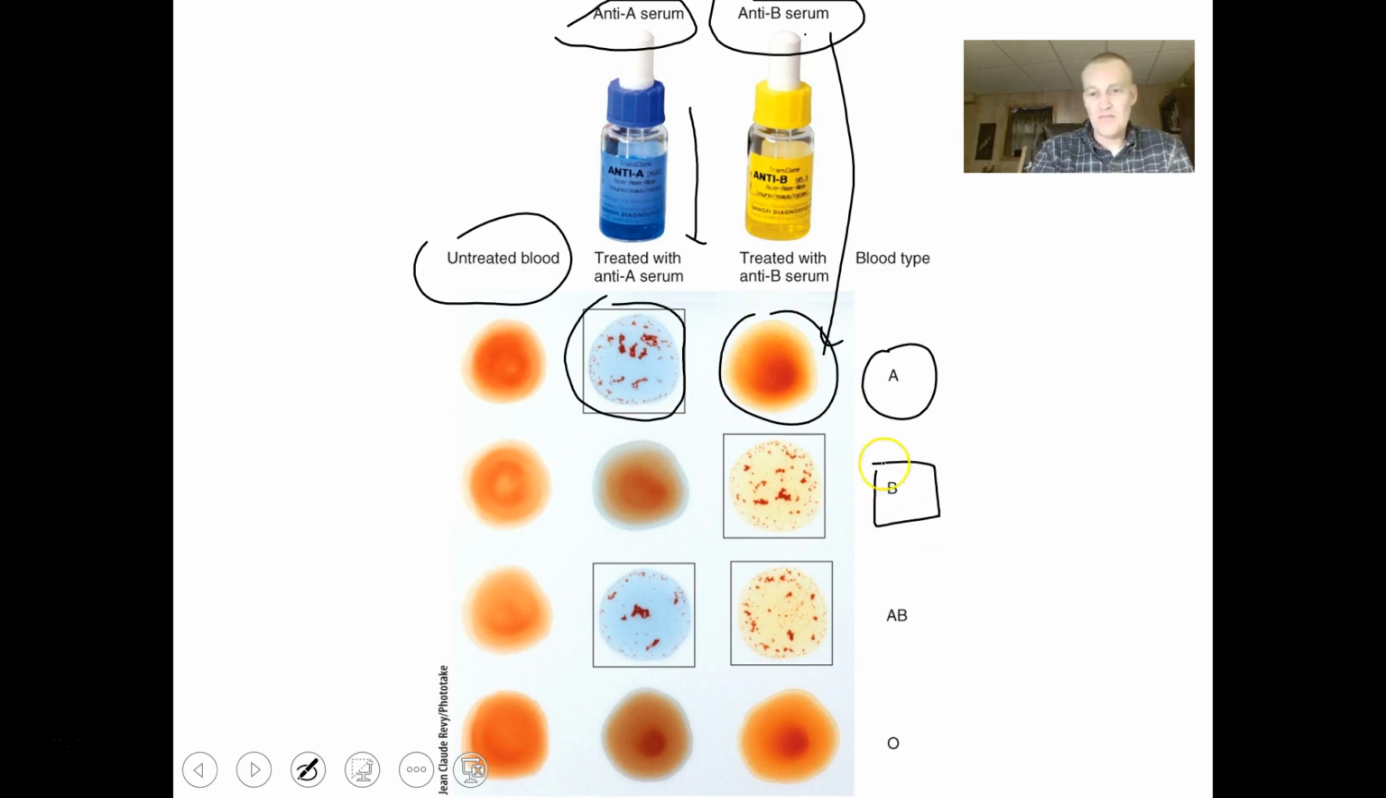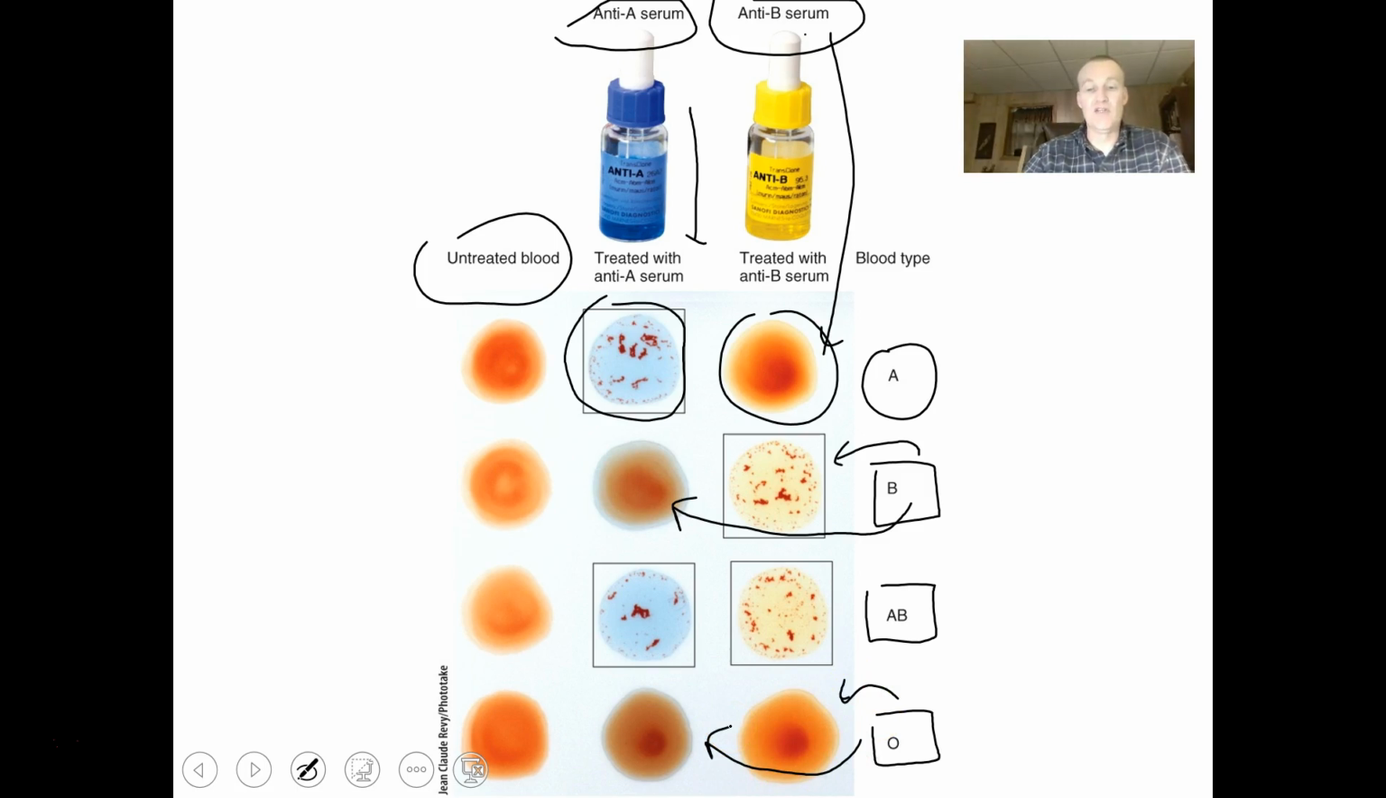So if I take type B blood and use type B anti-sera, you can see that it agglutinates or sticks together. But type B blood given type A serum doesn't agglutinate. So we have just a normal blood smear there. So AB blood given either type of antibody will clump together, but type O blood does not clump given any of the antibodies because they don't have the surface antigens that the antibodies could stick to.